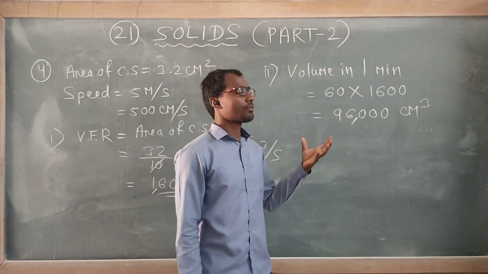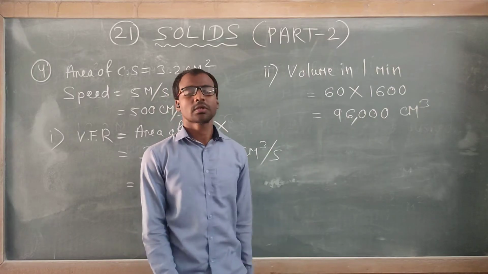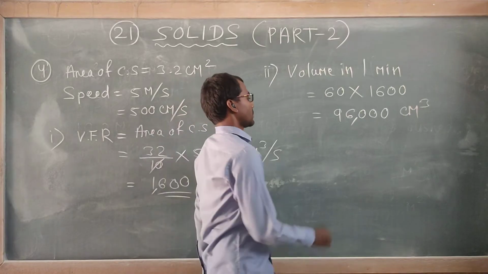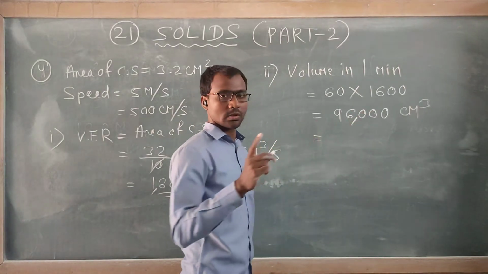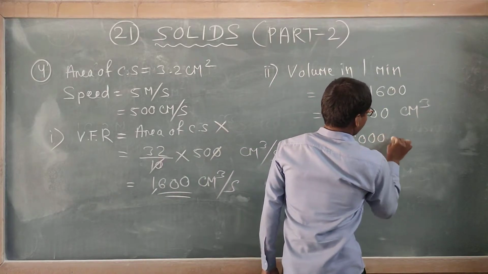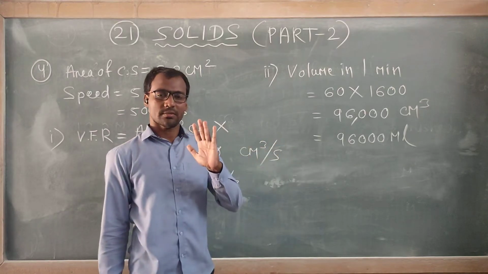Okay. So this is the volume of water that will emerge out of the pipe in 1 minute, 96,000 cubic cm. And we have been asked to give the unit in liters. So we know that cubic cm is equal to ml. Okay. So we can write 96,000 ml. No difference at all. Cubic cm equal to ml.